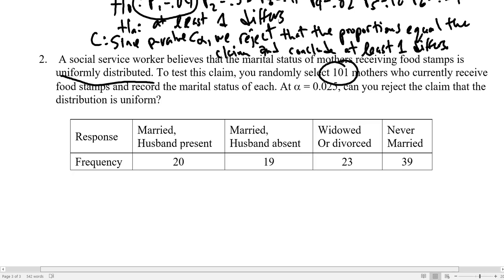What is this frequency? They randomly selected 101 mothers. This is what we observed. For full credit on this, you don't just do the expected in your calculator. I'm going to want you to list the expected. So what is the expected? Well, 101 divided by 4. So 25.25.